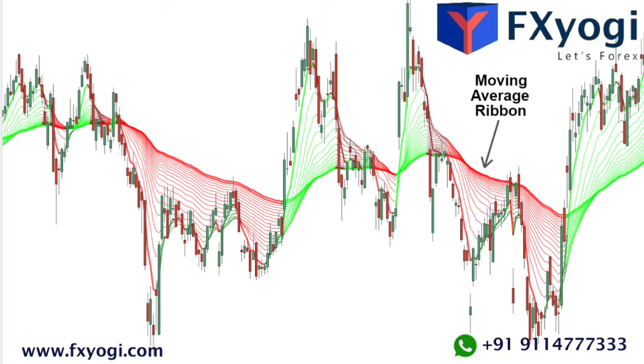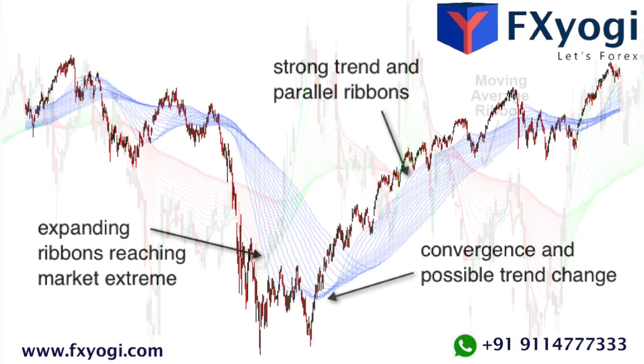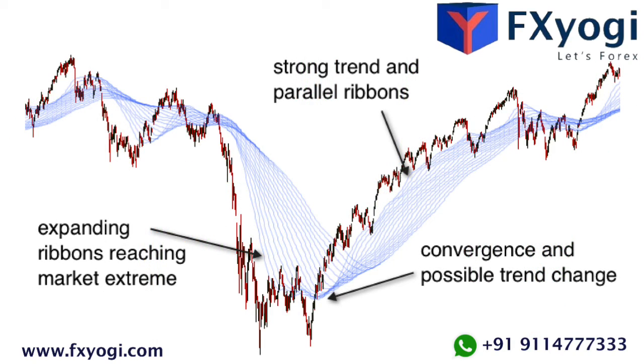The positioning of short-term moving averages relative to long-term moving averages shows the direction of the trend, that is, whether it's going to be down, neutral or up. The space between the moving averages shows the strength of the trend, whether it is weak, neutral or strong.